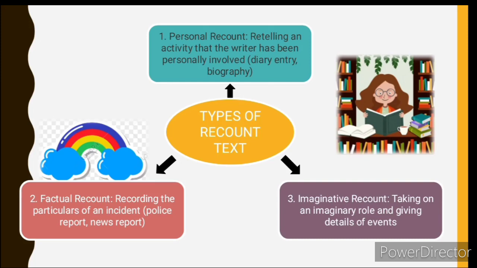And here are the types of recount text. First, personal recount. Personal recount is retelling an activity that the writer has been personally involved in, such as a diary entry and biography. Second, factual recount. Factual recount is recording the particulars of an incident. For example, police report, news report. And the third, imaginative recount. Imaginative recount is taking on an imaginary role and giving details of events.